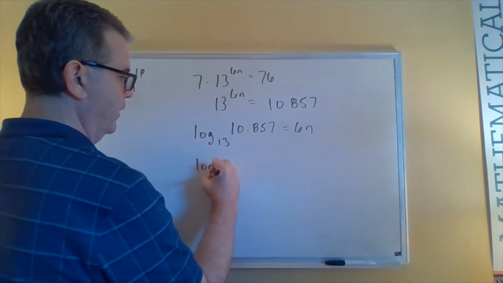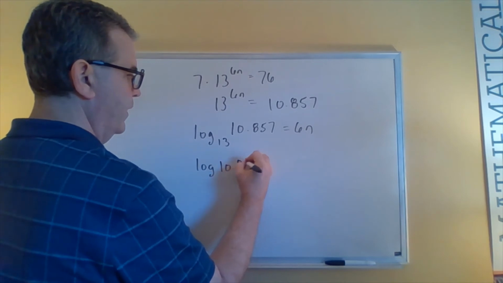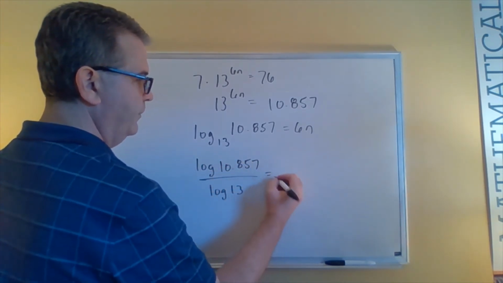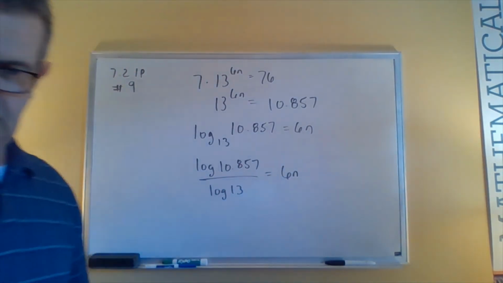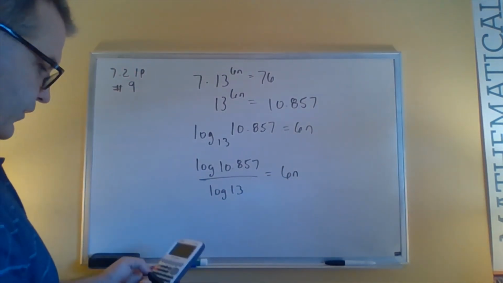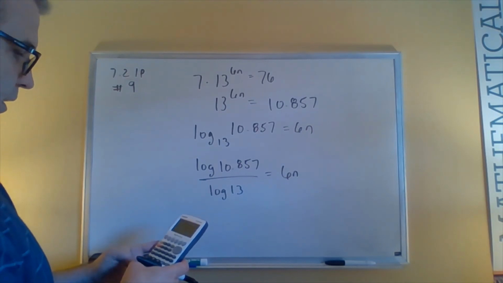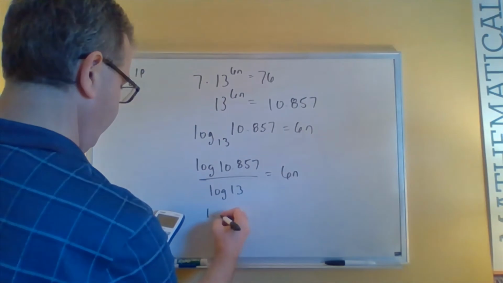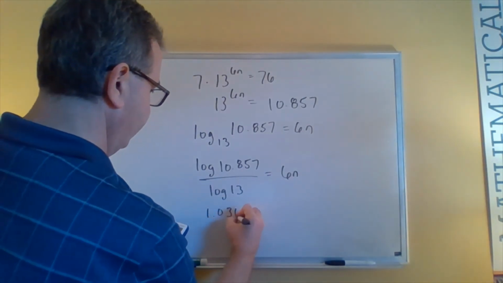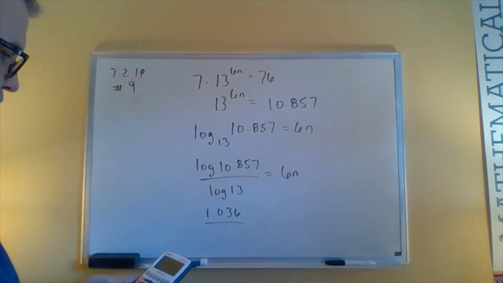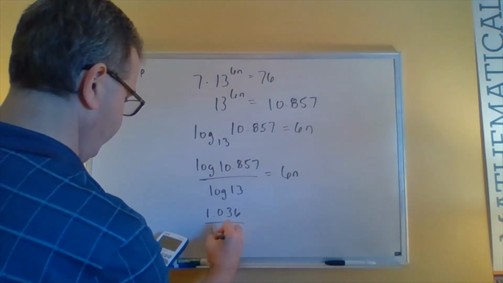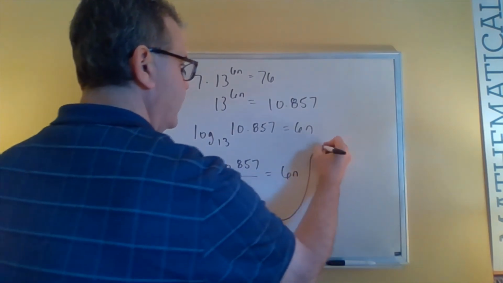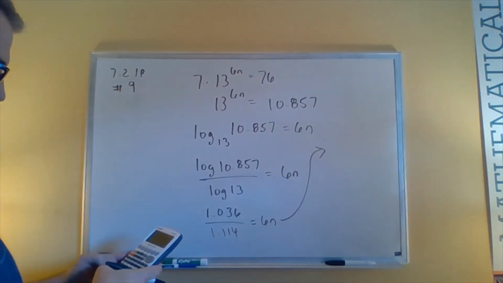Use my change of base formula over here on the left. I'll get the log of 10.857 over the log of 13. That's going to equal 6n. Let me grab my calculator here. We'll figure out these logs. Log of 10.857 equals 1.036. My log of 13 equals 1.114. That equals 6n.